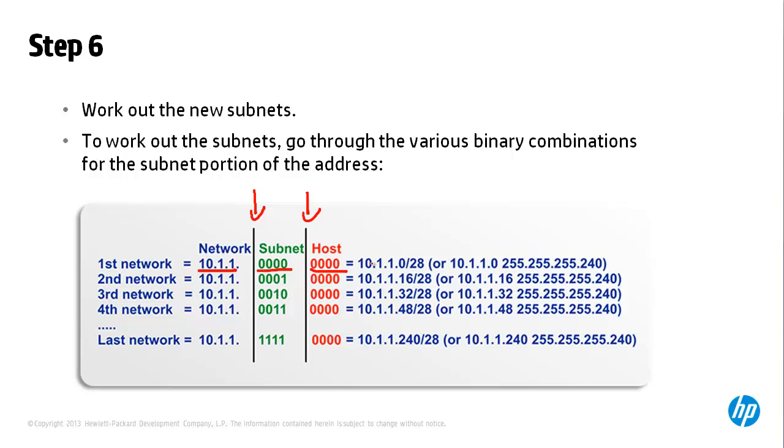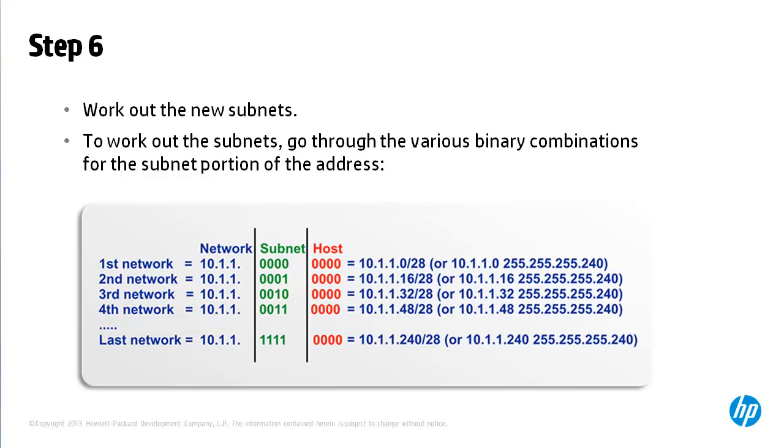So the first network is equal to 10.1.1.0. Notice this octet is populated with zeros. So the last octet is decimal 0. /28 as worked out in the previous step. 8 bits, 8 bits, 8 bits is 24, plus 4 bits is 28, which can be written as 10.1.1.0, 255.255.255.240 in dotted decimal notation. So that was the first subnet.